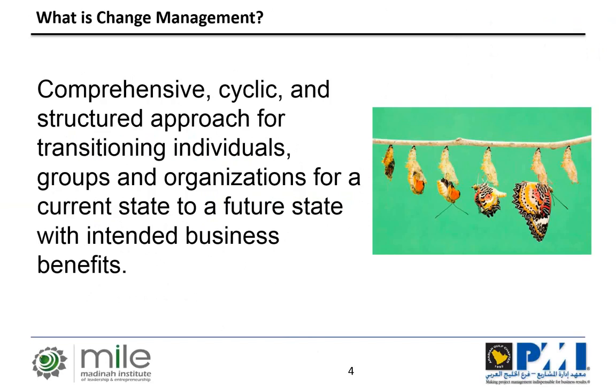The second element here is that we're talking about transitioning individuals, groups, and organizations. Many people believe that change is only there affecting a person or a particular area. But as we will see later, there are really different components of change that may affect those 3 entities, individuals, groups, and organizations. And the last component of this definition is taking them from a current state to a future state with an intended business benefit. So there is no change if there is no gap to be filled. And that's something that people need to understand, and we will see in a second why. So these 3 elements comprise what I personally believe is the most accurate definition of change management within the context of a project.